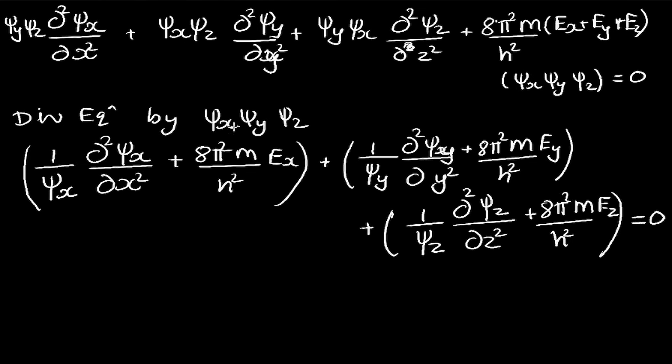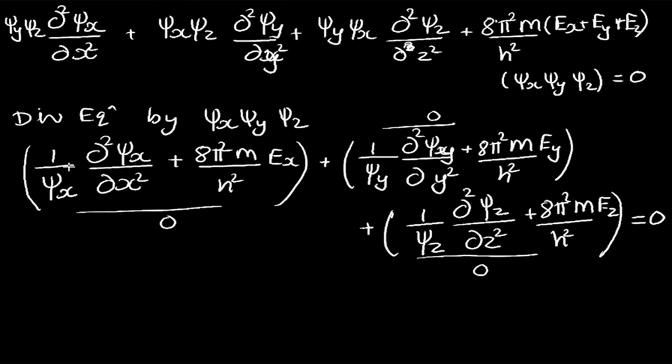So this term will be cancelled out from the energy, and ex I have taken with the psi x term, ey I have taken with the psi y term, and ez I have taken with the psi z term. Okay, now as the whole expression is equal to 0, the individual terms are also equal to 0. So when this bracket is equal to 0, when this bracket is equal to 0, and when this bracket is equal to 0, then and only then the whole expression will be equal to 0, and hence these three independent terms are equal to 0.